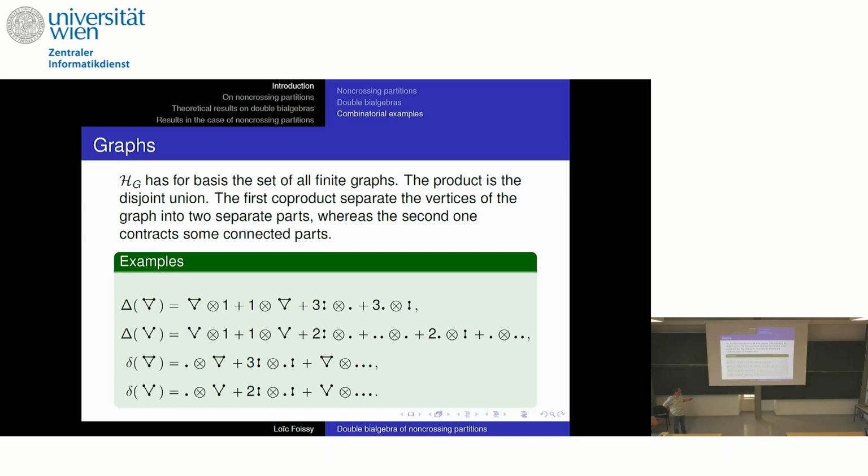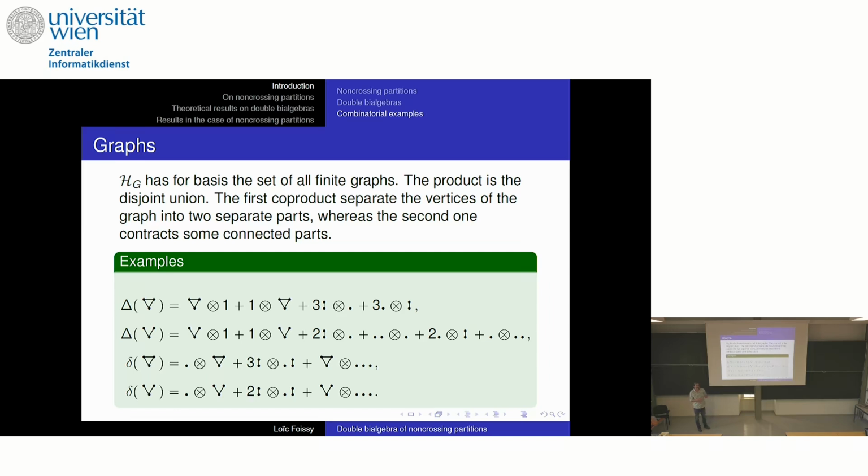So for example, for this, I can put all the three vertices on the left and nothing on the right, or everything on the right, nothing on the left. Or I can put these two vertices on the left. We'll obtain something like this, and the other vertex on the right, or these two vertices on the left. This gives the same term, so you have a coefficient 2. Or I can put these two vertices on the left or on the right.